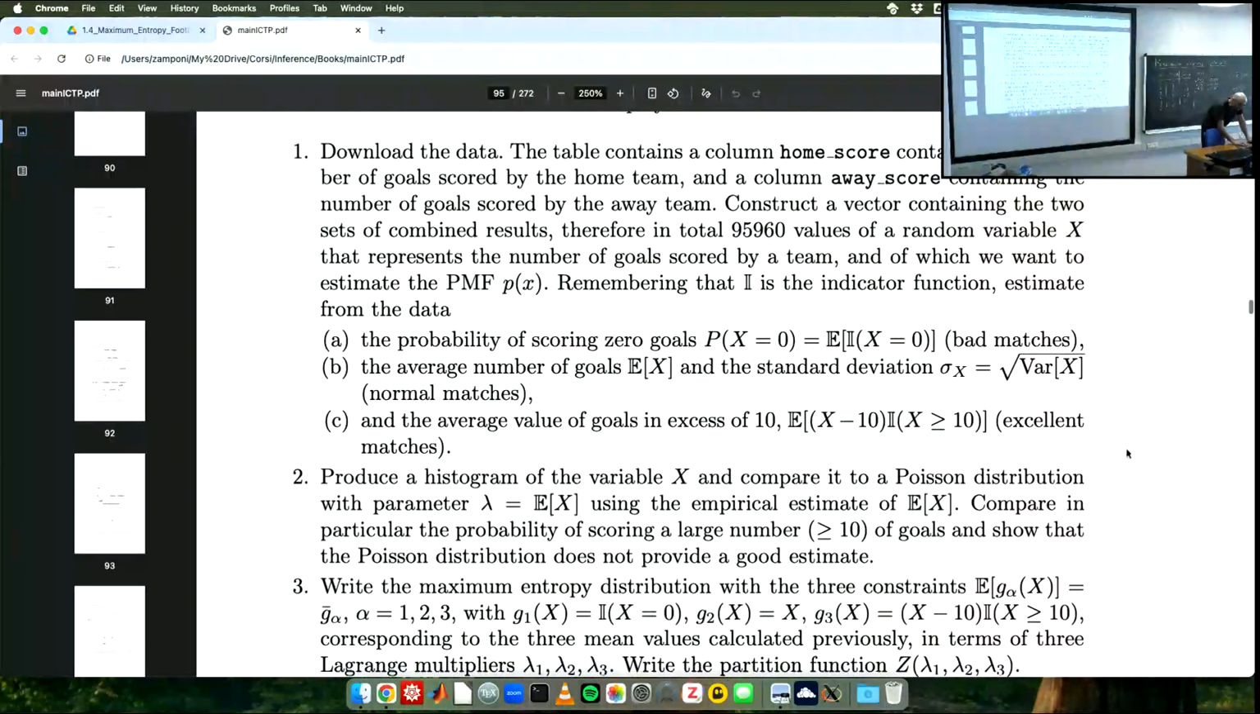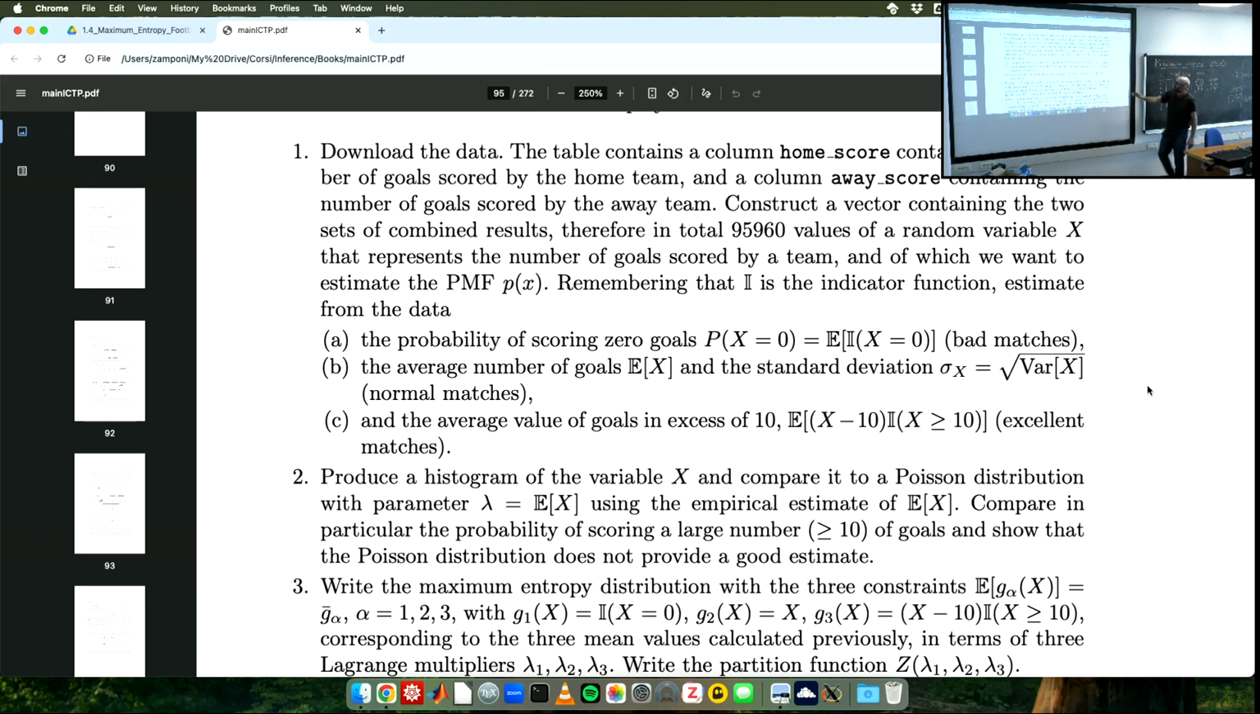So based on this idea, you could say, okay, from my data, I could estimate 3 quantities. The probability of scoring 0 goals, which is more or less the probability of a bad match. The average number of goals, which gives me an idea of the typical situation. And then some measure of the probability of having many, many goals, which I took here for convenience. You could imagine other measures. I took the average value of the goals in excess of 10.